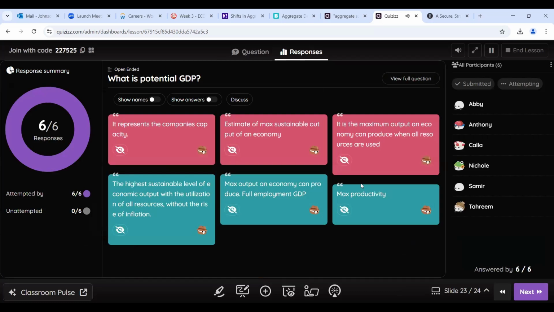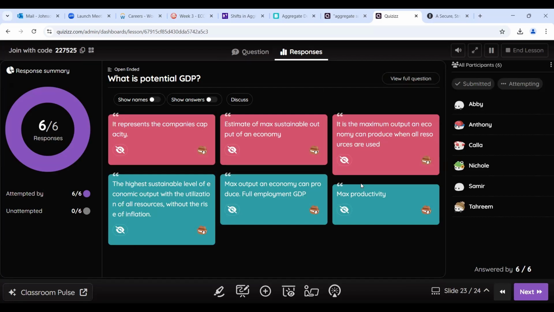So it represents the capacity estimate of max sustainable output of the economy. That's correct. So you want to be at potential GDP. Your actual GDP should equal potential GDP. That's ideal. If actual GDP is less than potential GDP, you're in a recession. And if actual GDP is greater than potential GDP, you're in expansion.